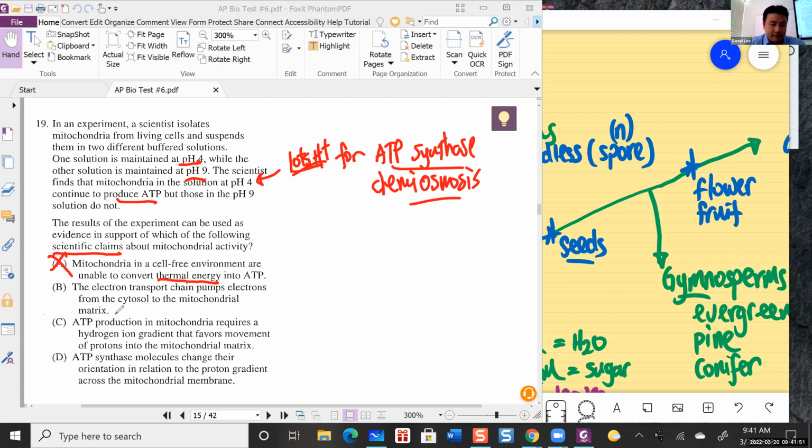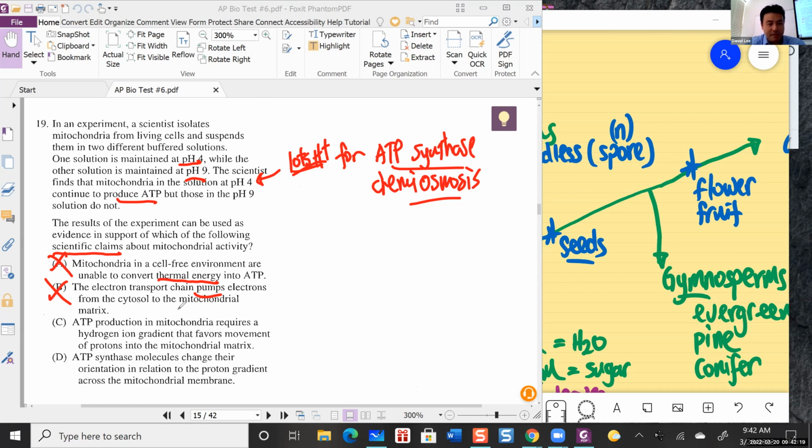And B says that the electron transport chain pumps electrons from cytosol to mitochondria. Well, this never happens. Electrons are never being pumped. It is the protons that are pumped. Electrons are transferred and passed along the membrane proteins on the electron transport chain. So they're not being pumped at all, never, ever, yeah? So that's just a wrong thing. So you eliminate 2, garbage. So you have 2 choices left.